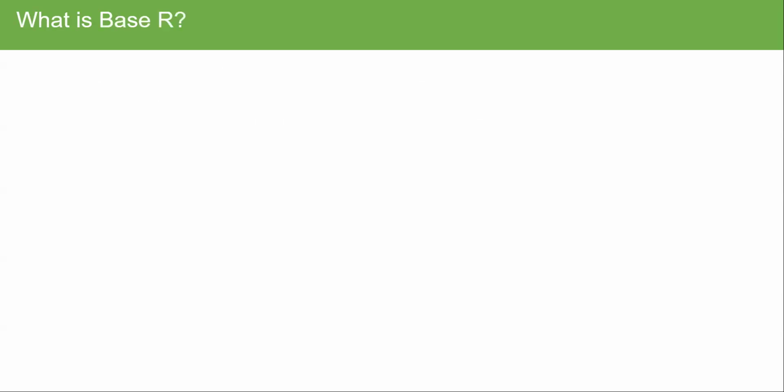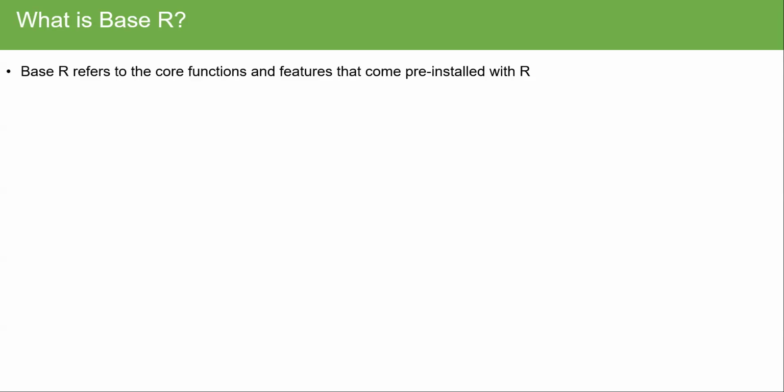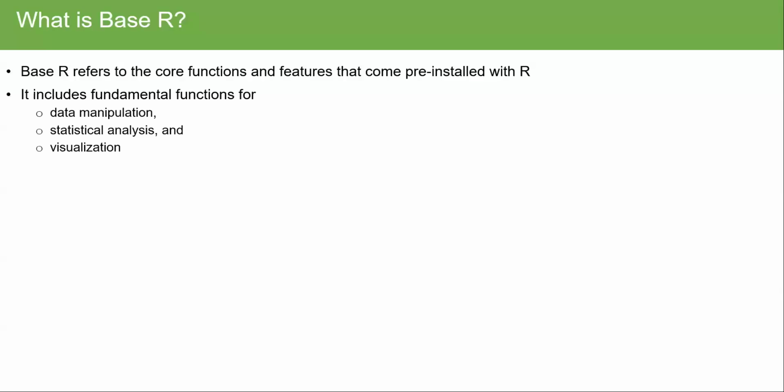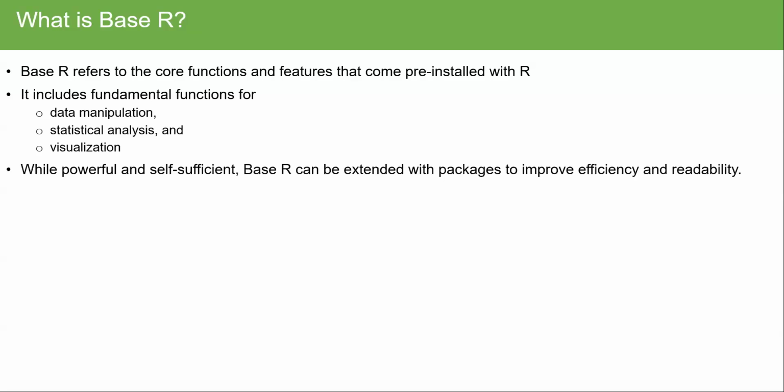So what is base R? Base R refers to the core functions and features that come pre-installed with R. It includes fundamental functions for your data manipulation, statistical analysis, and visualization of the data. While powerful and self-sufficient, base R can still be extended with packages to improve efficiency and readability. So base R has a lot of functions and features that should be sufficient to do data manipulation, statistical analysis, and visualization, but there are some packages which help improve efficiency and readability. So we'll be using some packages for that.